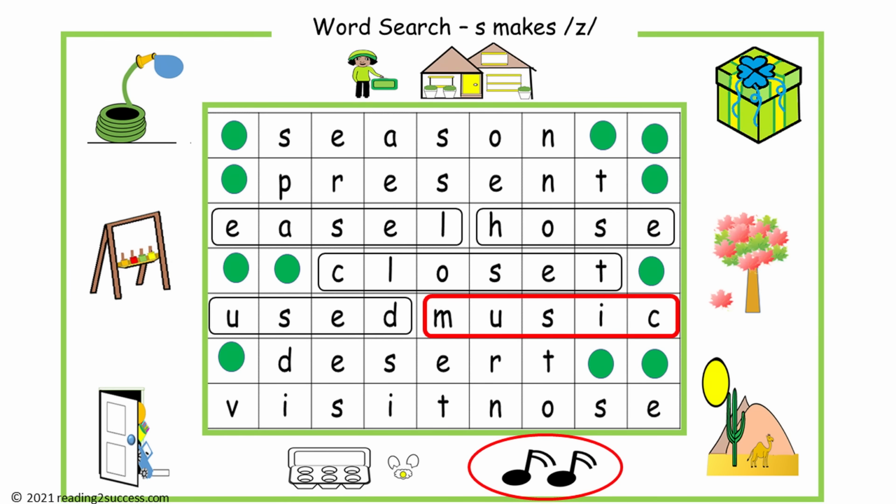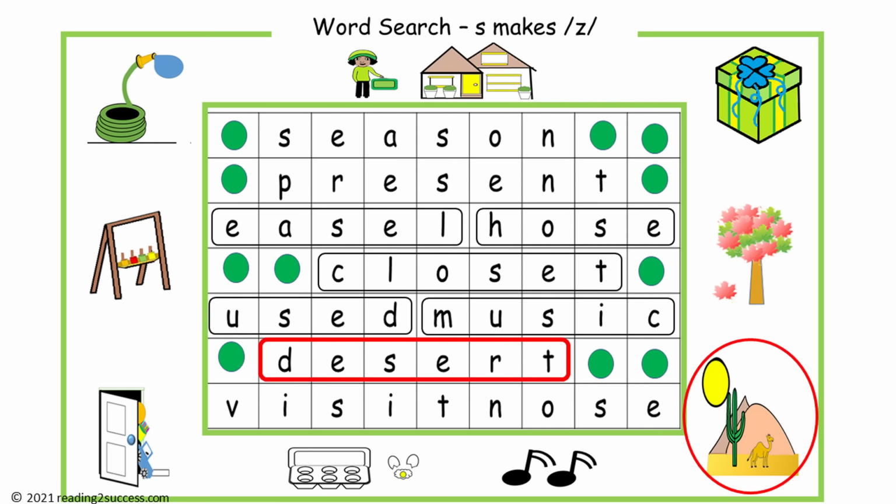The fifth word is music, and S makes the Z sound because it is in between two vowels, U and I. The sixth word is desert, and S makes a Z sound because it comes between two vowels, E and E.